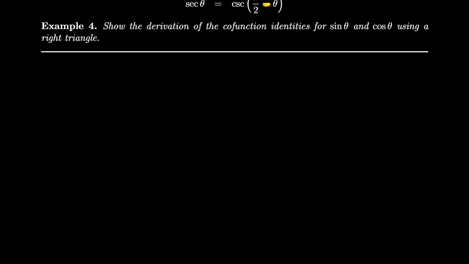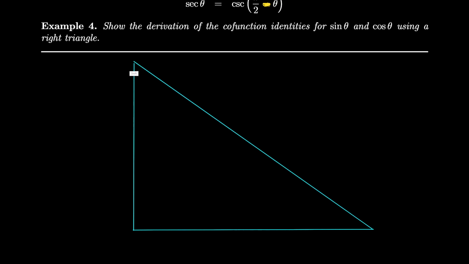It says, let's go ahead and show the derivation. So we want to use a right triangle, and I'm just going to put up a very large right triangle here. And then let's connect these two ends to each other for the hypotenuse. Okay, and it's a right triangle. So even if it wasn't a right triangle before, it is now because I said so.